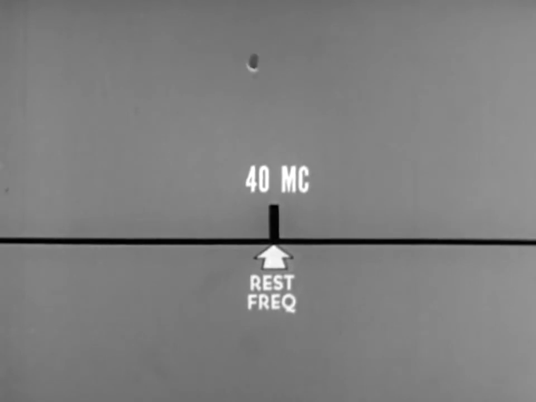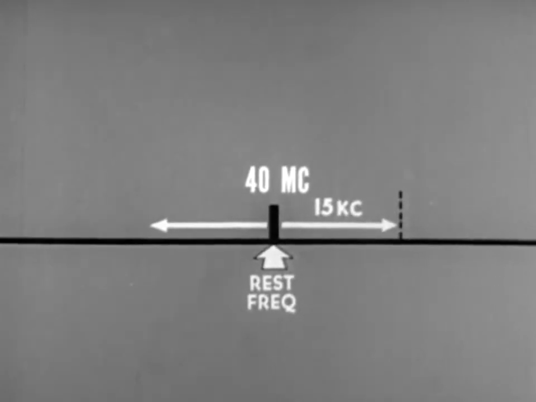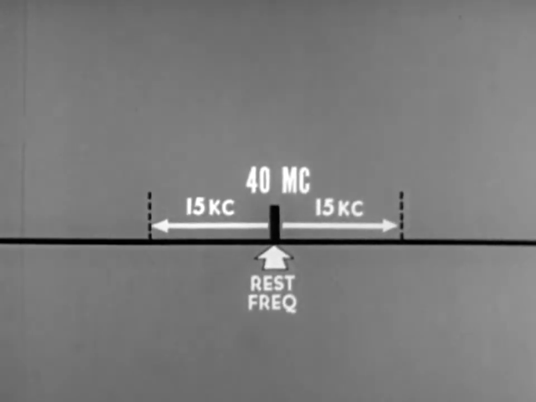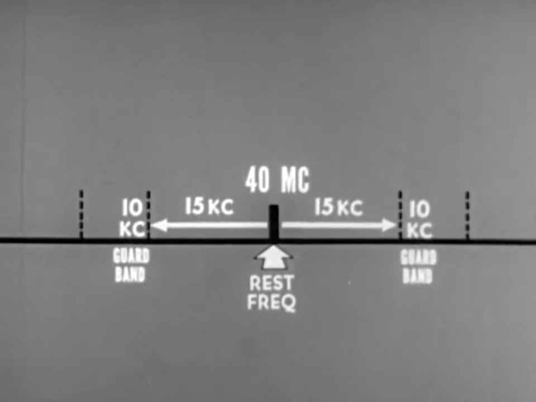When the carrier is frequency modulated, it will move above and below its rest frequency. In other words, it will need room on the spectrum to carry its frequency variations. A typical amount of room might be 15 kilocycles above rest and 15 kilocycles below rest. To avoid conflict with adjacent FM channels, 10 kilocycle guard bands are added on each end.